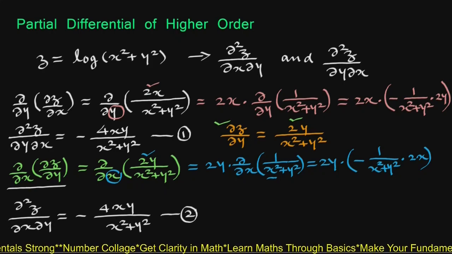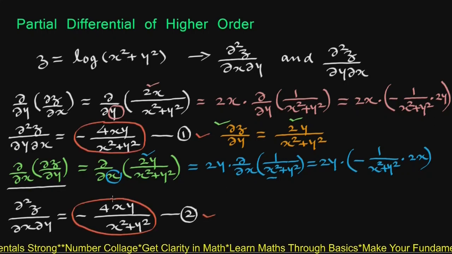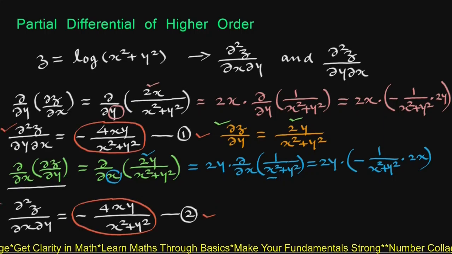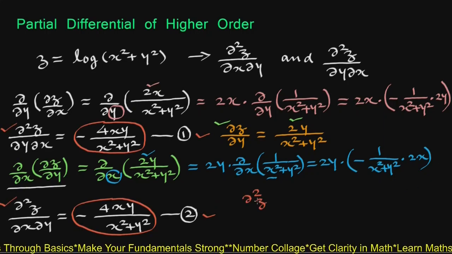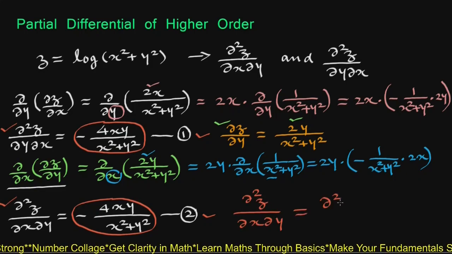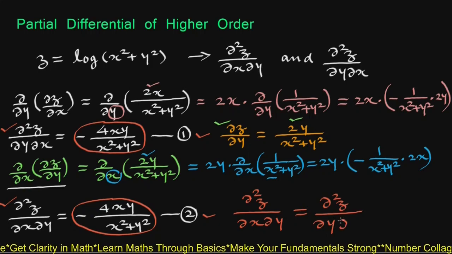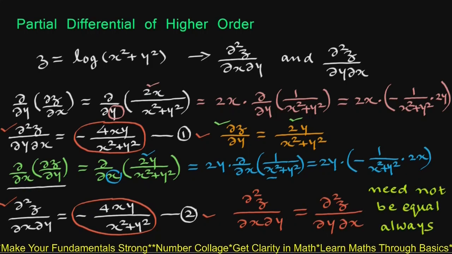2. Here we observe that in 1 and 2 the right hand side is the same, so we can equate their left hand sides. So what we get finally is ∂²z/∂x∂y equals ∂²z/∂y∂x. But this need not be equal always.